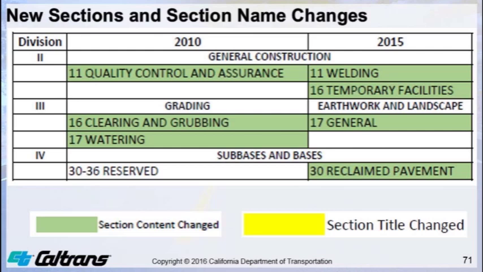Starting in Division 2 General Construction, 2010 Section 11 Quality Control and Assurance is now 2015 Section 11 Welding. 2010 Section 16 Clearing and Grubbing moved from Division 3 to Division 2 and is now 2015 Section 16 Temporary Facilities. In Division 3 Earthwork and Landscape, 2010 Section 17 Watering is now 2015 Section 17 General for Division 3, and 2010 Section 30 Reserved is now 2015 Section 30 Reclaimed Pavement.